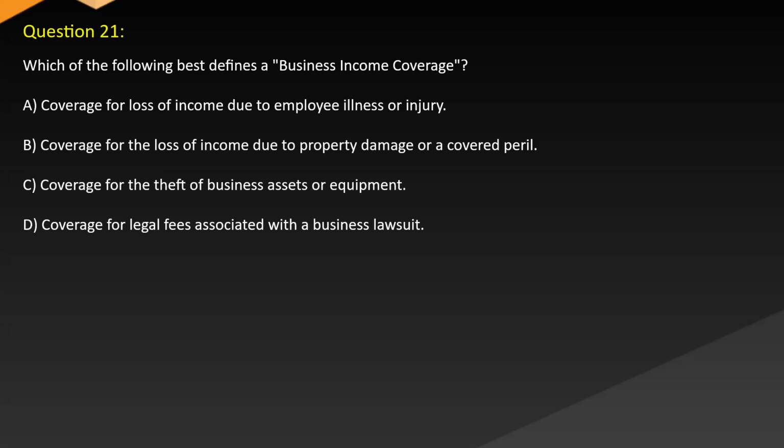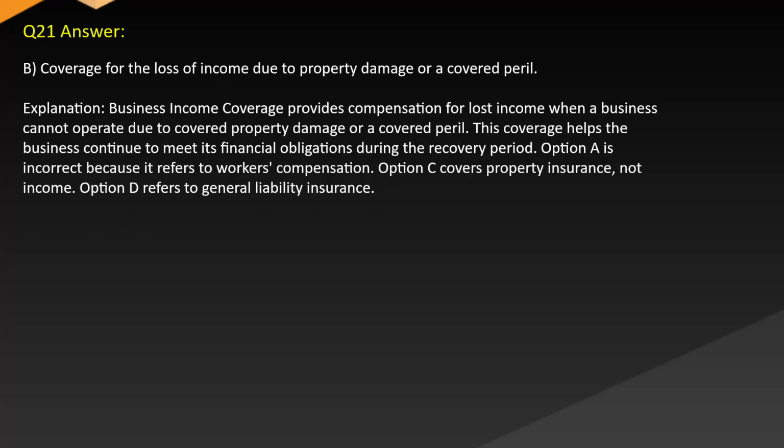Question 21. Which of the following best defines a business income coverage? A. Coverage for loss of income due to employee illness or injury. B. Coverage for the loss of income due to property damage or a covered peril. C. Coverage for the theft of business assets or equipment. D. Coverage for legal fees associated with a business lawsuit. Answer: B. Coverage for the loss of income due to property damage or a covered peril.